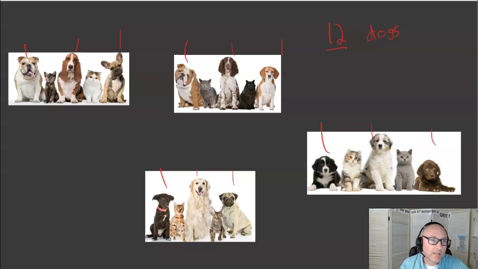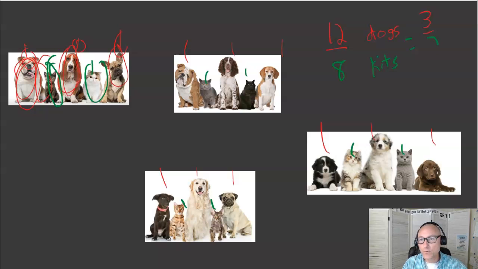So how many kitties? Let's do kitties in green. A 1, a 2. A 1, a 2. That's 4. 2, 4, I see a pattern. 2, 4, 6, 8. 8 kitties. I'm going to put kits for short. 8 kits. But when we break that down, it still comes out for every 3 dogs, how many cats do we have? For each 3, a 1, a 2, a 3, how many cats do we have? For every 3, we have 2. So the ratio is still the same.